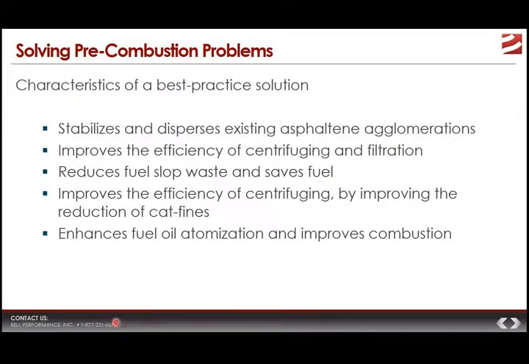Something that improves the efficiency of centrifuging by improving reduction of catalytic fines. That's probably the most difficult one, because typically the kinds of solutions that work with asphaltenes don't really affect catalytic fines. So this one is maybe one that's going to be more difficult to find, and therefore it's probably the one that we place the least importance on.